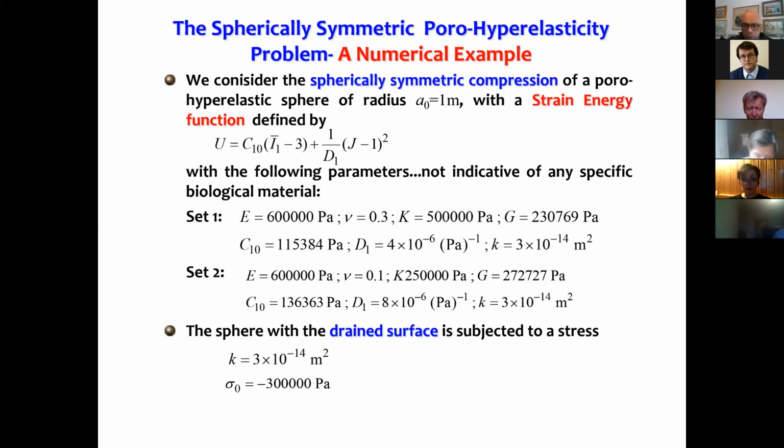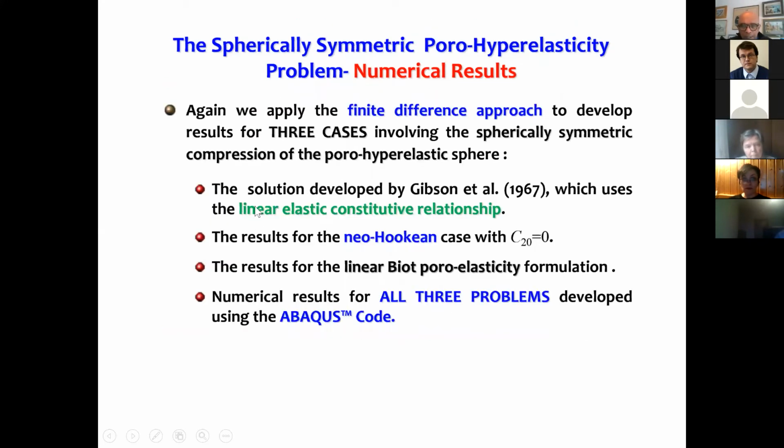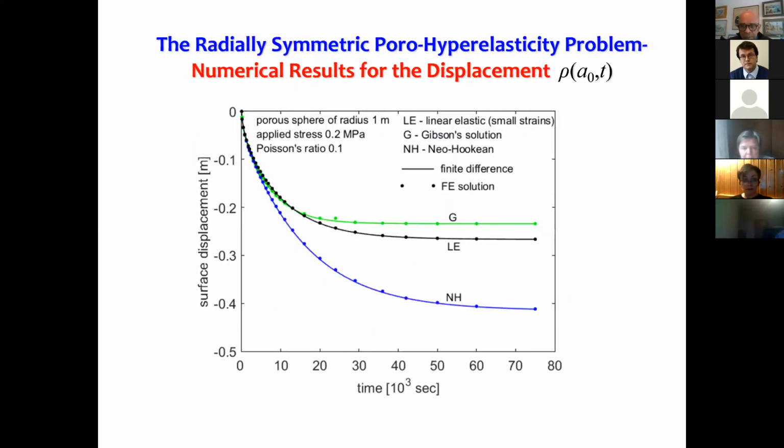So I can go through a calculation for the spherical symmetric case. You have a strain energy function like this. And again, I make comparisons between the computational solutions obtained by the Abaqus code, the linear poroelasticity formulation, the Neo-Hookean case, and the linear constitutive relationship, that means small strain Hookean elasticity, tackled by Gibson and colleagues. So here are the results.